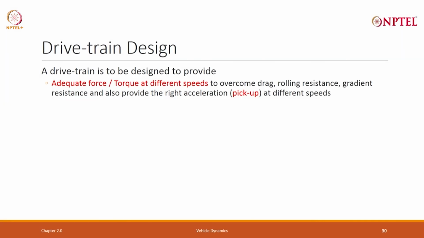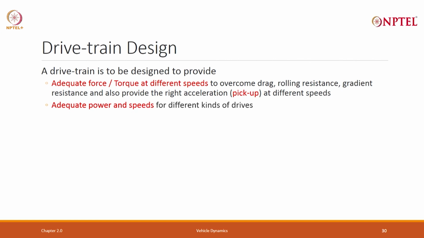So, I think I come to a very important part. A drivetrain is to be designed to provide adequate force and torque. Force and torque is very important at different speeds, to overcome drag, rolling resistance, gradient resistance, and also provide the right acceleration pickup. If you cannot have sufficient torque, you cannot speed up, you cannot go up the gradient. Torque plays a very important role. Similarly, adequate power at different speeds.